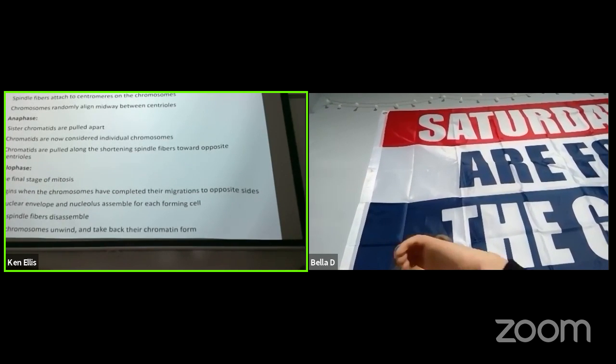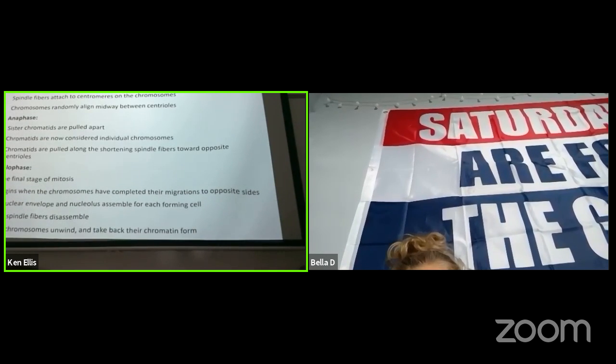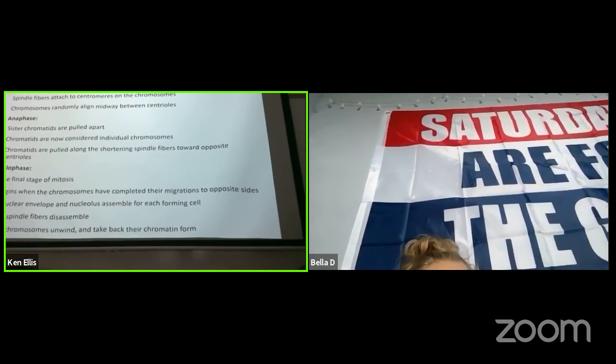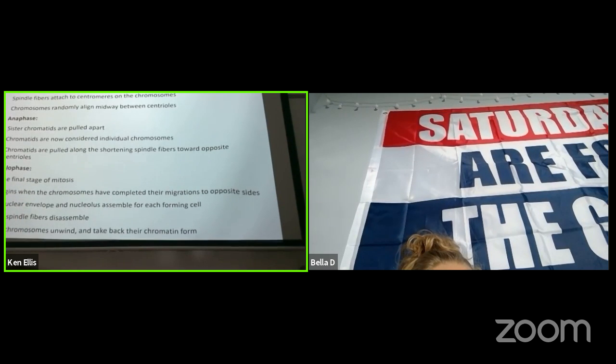Telophase says, begins when chromosomes have completed their migrations to opposite poles. Yes. Nuclear envelope and nucleolus assemble, reach. Now I'm going to see them again. And it says spindle fibers disassemble. Chromosomes unwind and take back their chromatin form, which we can't see, even with a microscope. So now let's go back. Now that's the opposite of prophase.